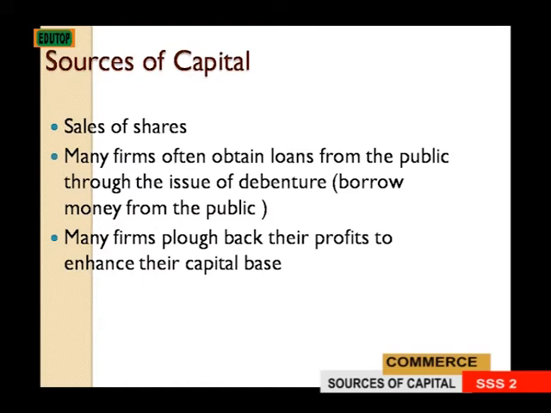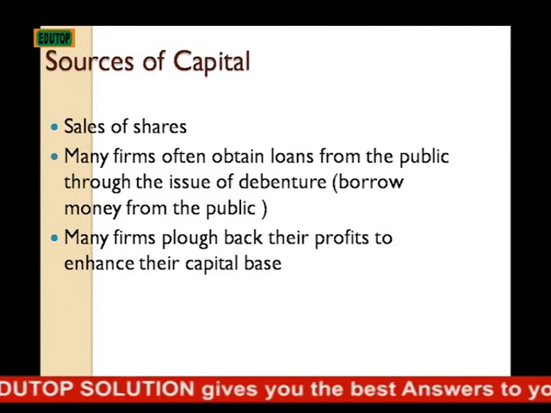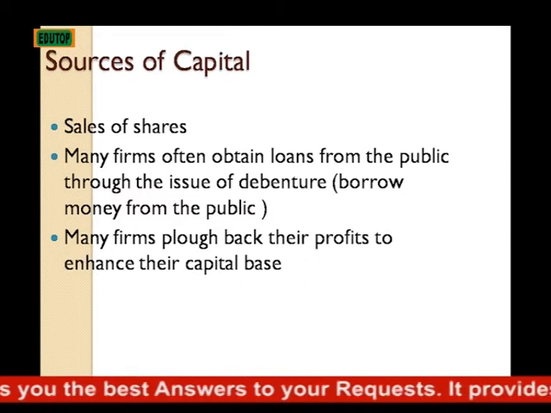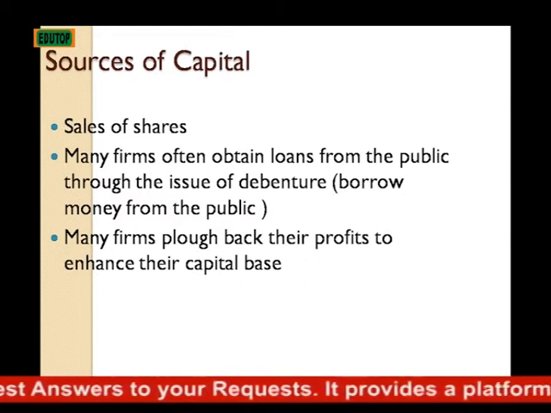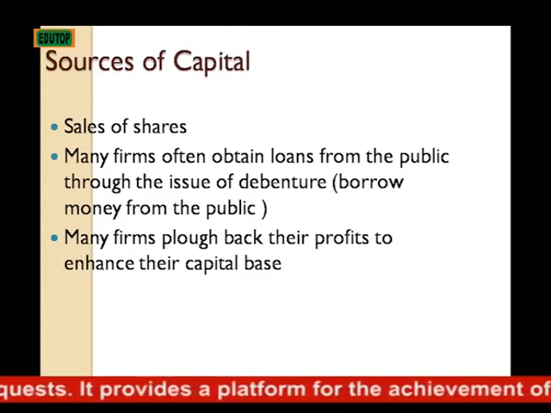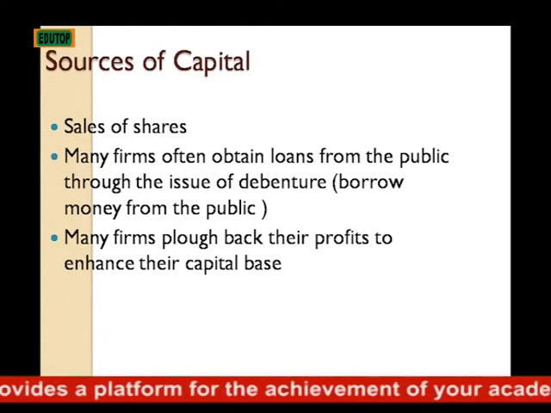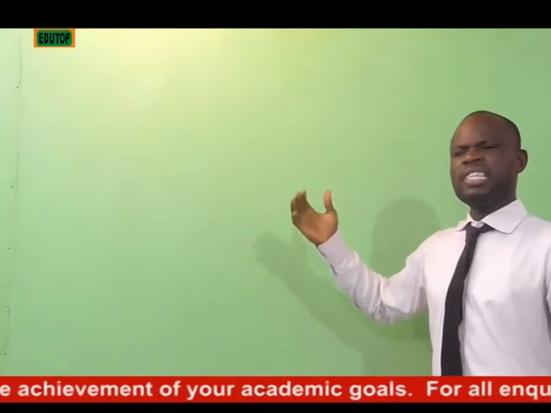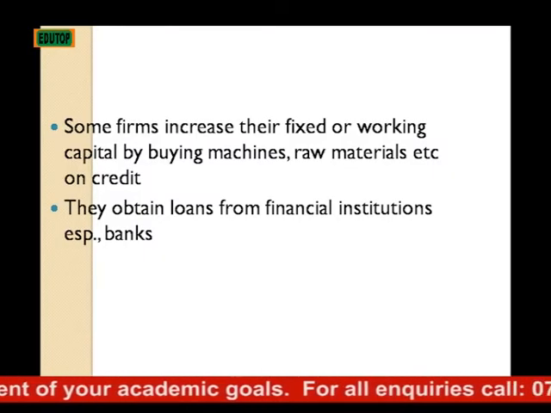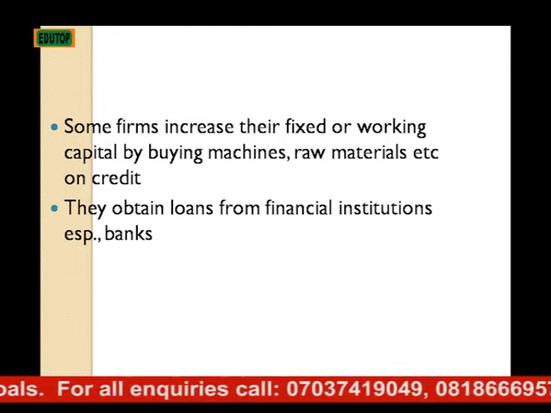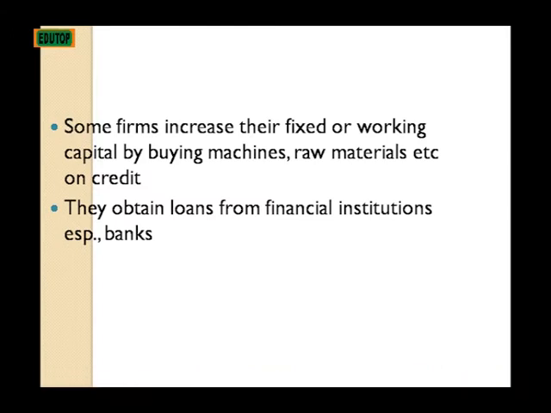Sources of capital. 1. Sales of shares to the public members. Many firms often obtain loans from the public through the issue of debentures, that is, borrowing money from the public. Many firms plough back their profits to enhance their capital base. Some firms increase their fixed or working capital by buying machines, raw materials, etc. on credit. They obtain loans from financial institutions, especially banks.